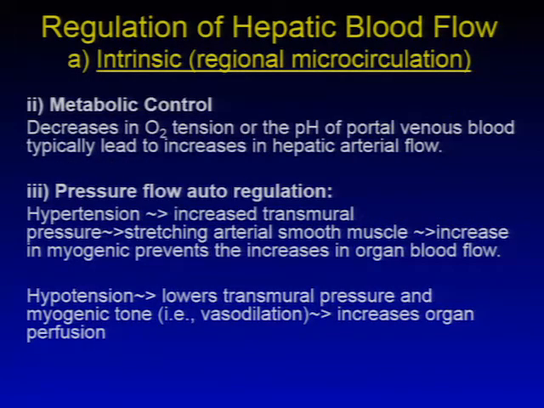Metabolic control: a decrease in oxygen tension or the pH of the portal venous blood typically leads to increases in the hepatic arterial flow. Pressure flow autoregulation: when there is hypertension, there is an increase in transmural pressure causing stretching of the arterial smooth muscle. Increase in myogenic tone prevents the increase in organ blood flow. When there is hypotension, it lowers the transmural pressure and myogenic tone, that is vasodilation, which increases organ perfusion.